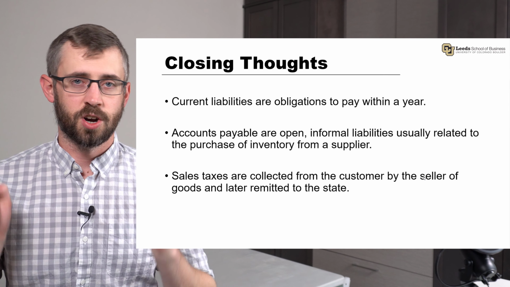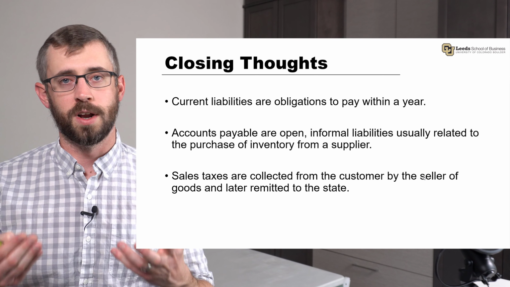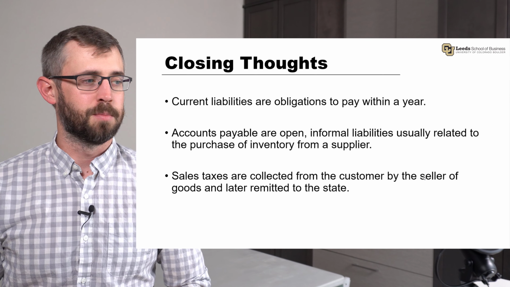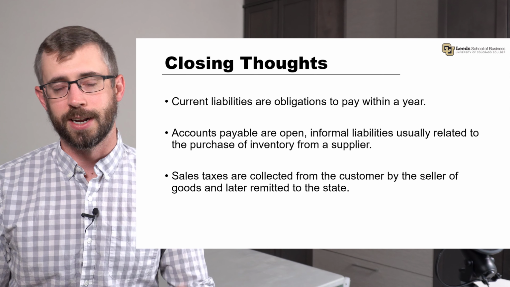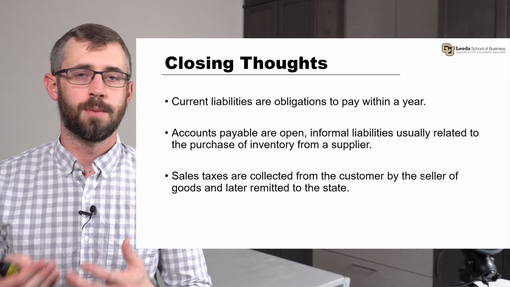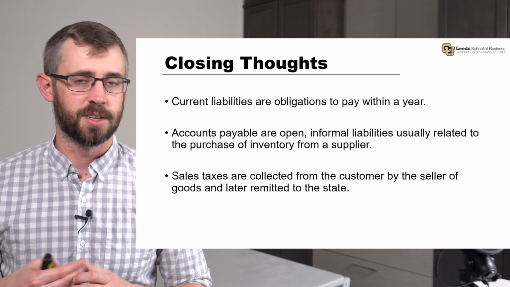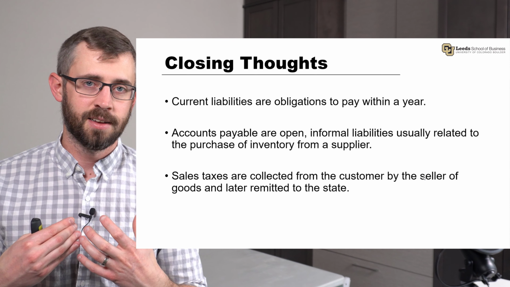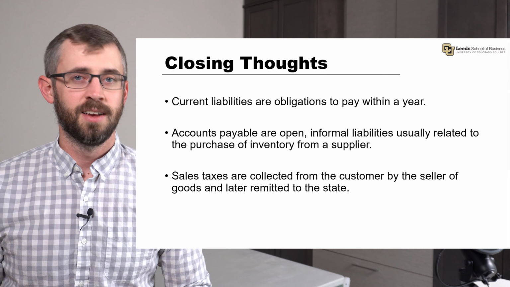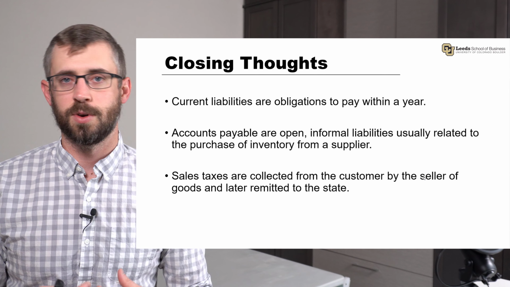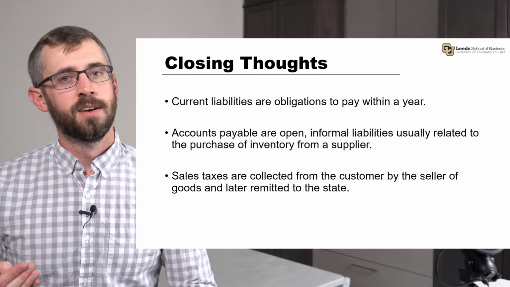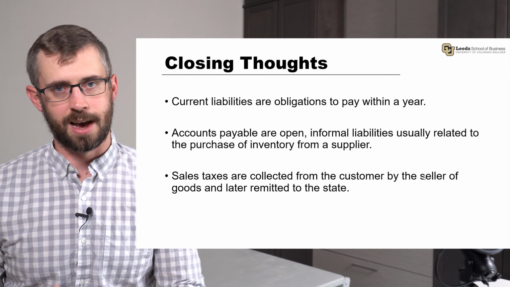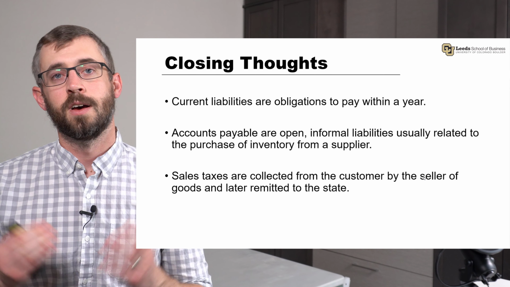So closing thoughts here, current liabilities, these are obligations we pay within 1 year or one operating cycle. Accounts payable, this is one of our largest current liabilities in most cases, and it's this kind of informal agreement between a customer and a supplier with a due date and potentially discounted payment terms in some cases. And then sales tax payables, these are just taxes that are collected by a company that they have to pay out to the state. And so when they collect those taxes from the end customer, they immediately record a liability. It does not become revenue for that company. It's just a liability saying, hey, we're going to have to pay this out in a month or a quarter or so. So thanks for watching.